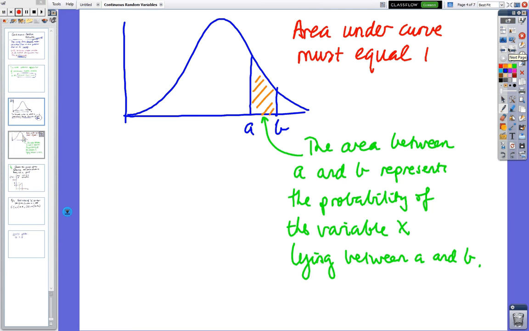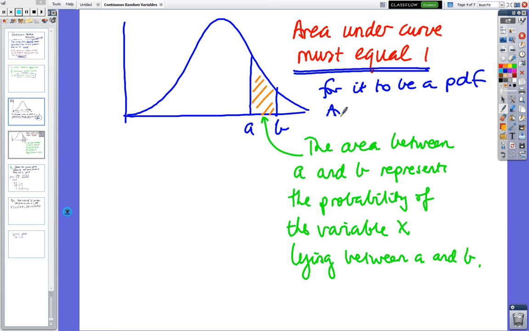Okay, copy that, come across. Again, just some of the things that we should all be aware of. The area under the curve must equal 1 for it to be a PDF. If the area doesn't equal 1, then it's not a PDF, which means you can't do any questions really. And then just like we did with the normal distribution, the area between two numbers is the probability that the event will be between those two values. So copy that and come across.